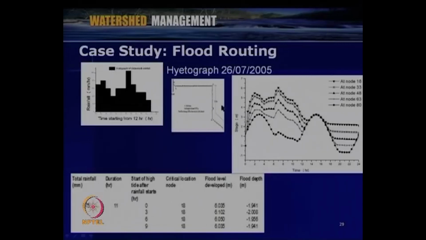At various locations of the channel, like node number 18 here, node number 33 here, node number 48, node number 63, node number 80, the time versus stage of flow, or the hydrograph, is shown here. From this we can identify how the flooding is taking place. You can see, for example, that at some location here there is some flooding, and the flood depth is shown with respect to the bank elevation.